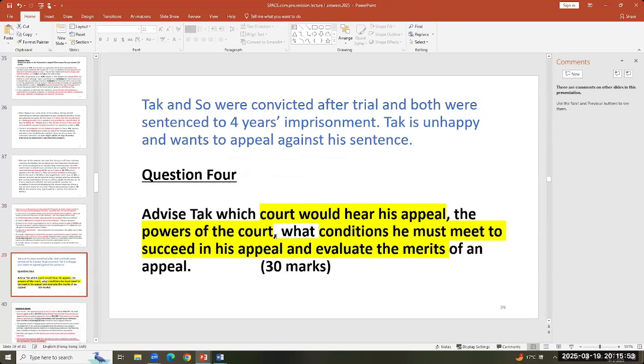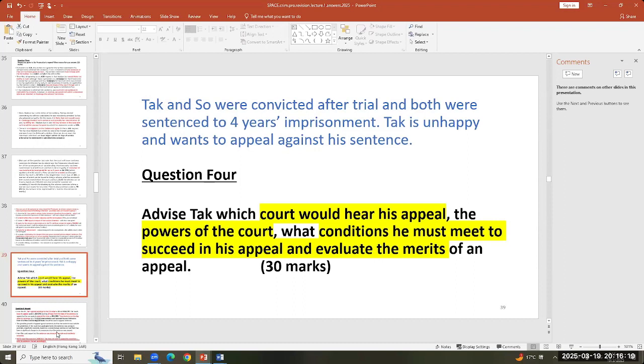And then the last part is they're convicted after trial. Both were sentenced to 4 years imprisonment. Tak is unhappy. He wants to appeal. So we are only advising Tak. We are only advising on an appeal against sentence. We need to think about which court we're appealing to, what grounds we have, and does he have good grounds of appeal?